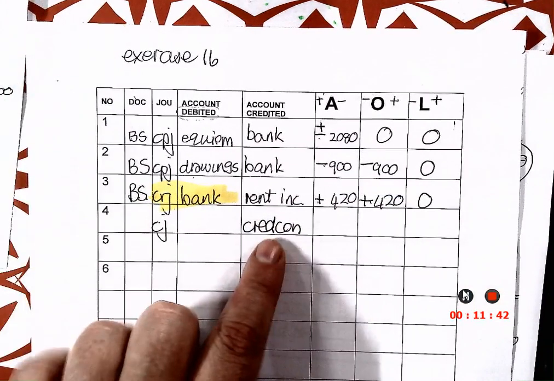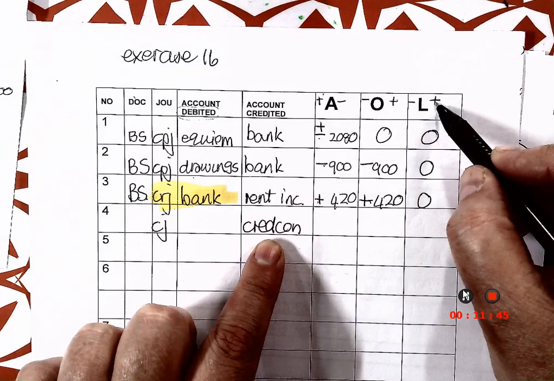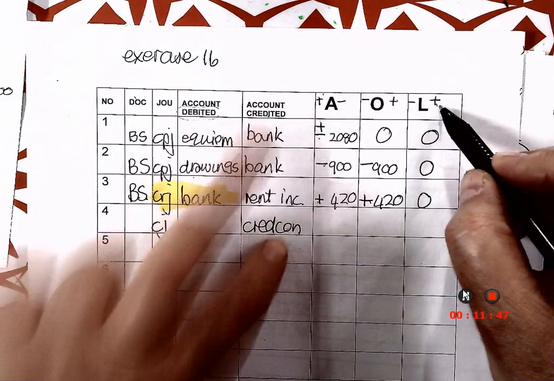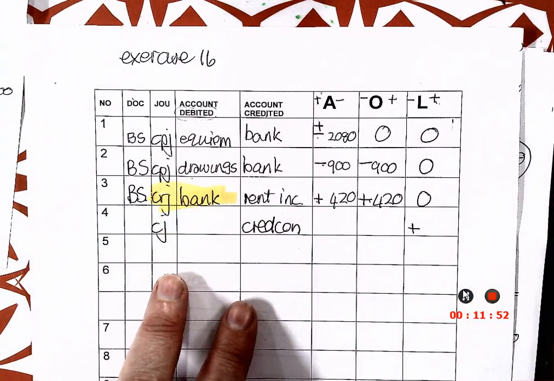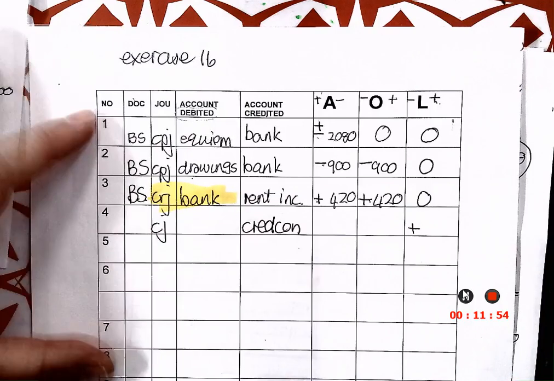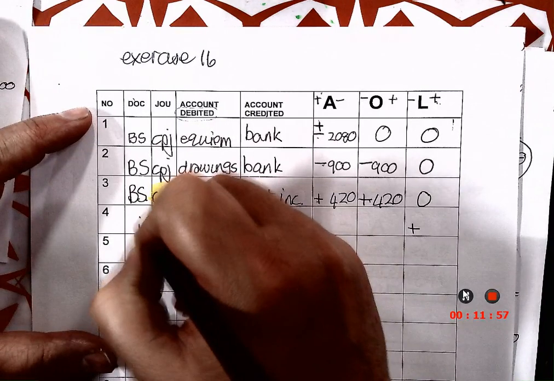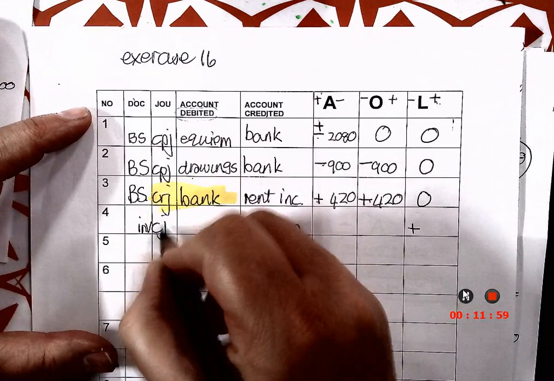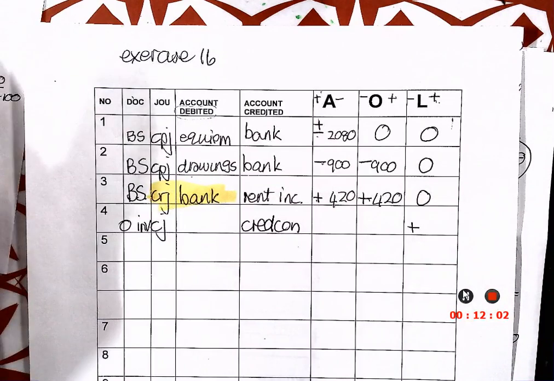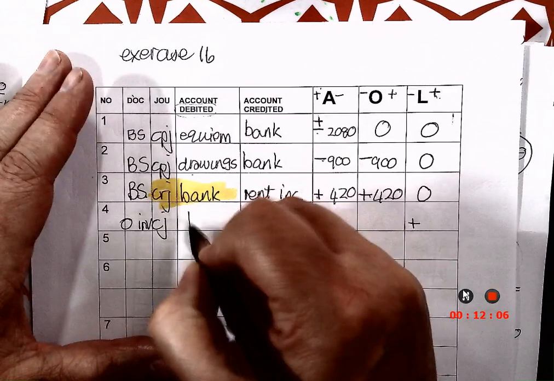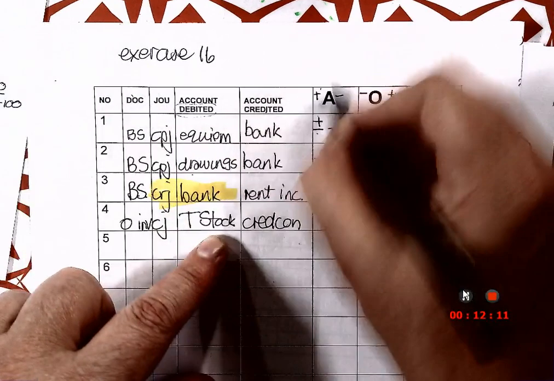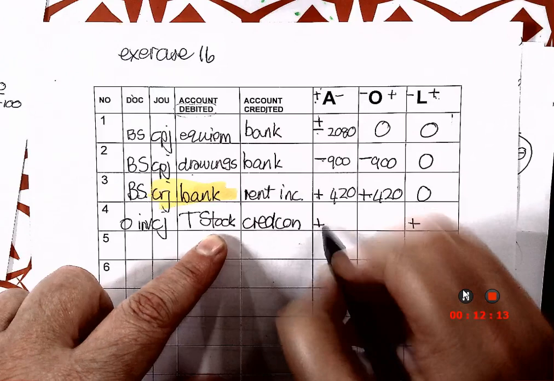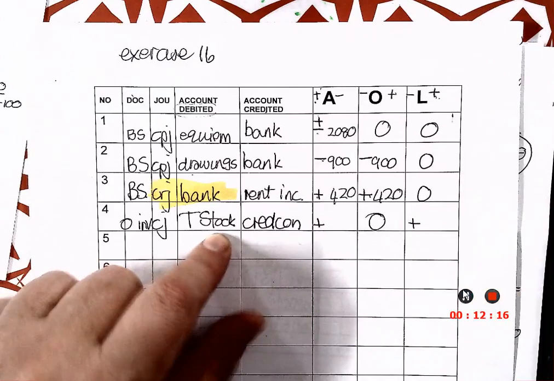I know a creditor is a liability, and if it's credited, my liability is plus. I also taught you the CJ, any credit journal is an invoice. The CJ is an original. What did I buy? Trading stock. Trading stock being an asset, meaning owner's equity is 0.